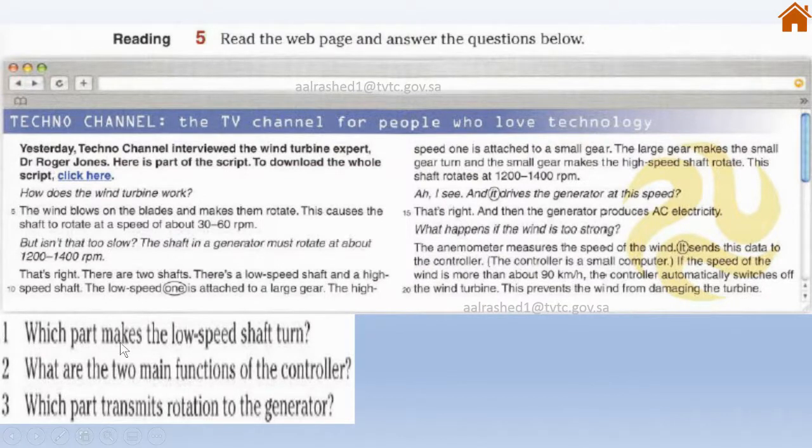Okay, the first one, what part makes the low speed shaft turn? The large gear. Okay, this is the large gear. What are the 2 main functions of the controller?